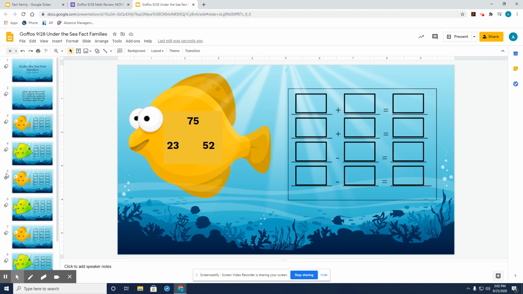Then you also have your MobyMax fact fluency, 5 minutes. Try and get to that multiplication, because we're going to start that as soon as you come back to school in person, so you can be ready for that. If there's any questions, please let me know.